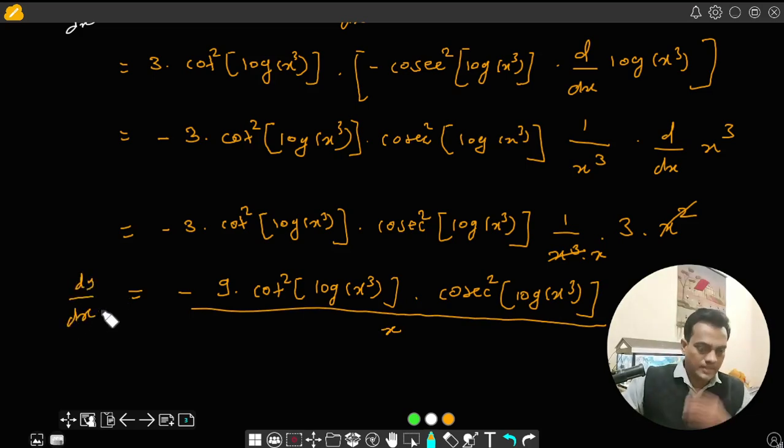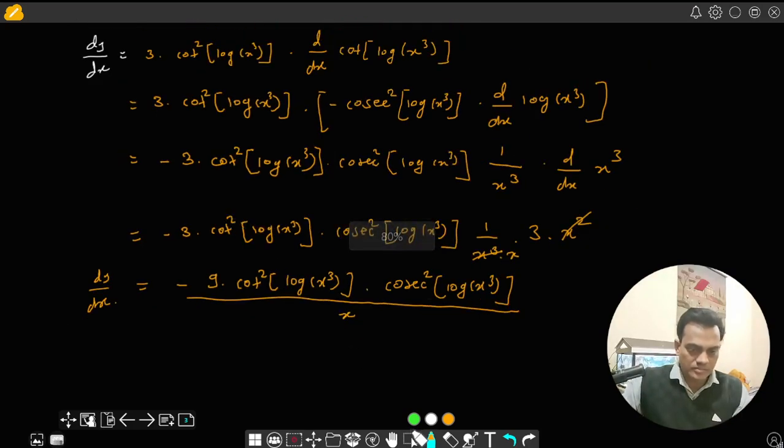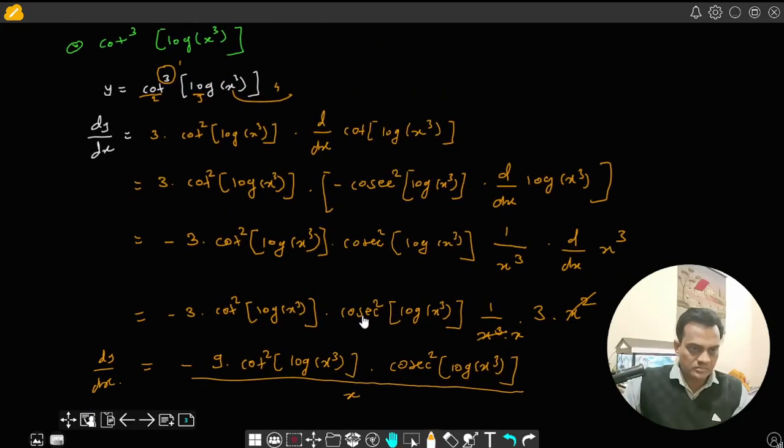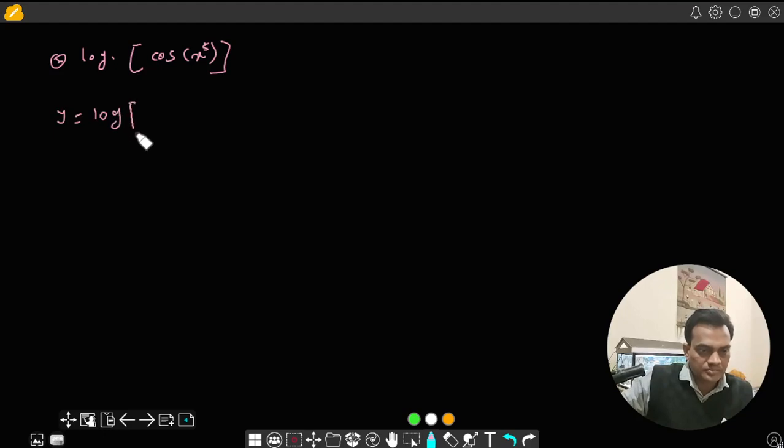So we can state that the derivative of this particular cot cube log of x cube is this particular expression. Now we have to find out the derivative of this particular function. So I will first of all make it equal to y. So y is equal to log of cos x raised to 5.